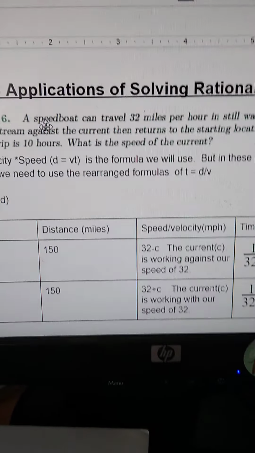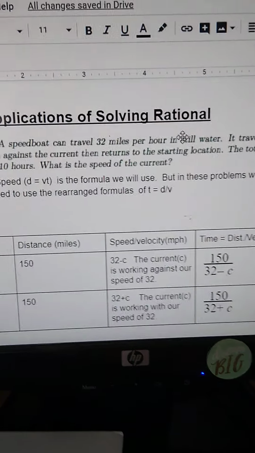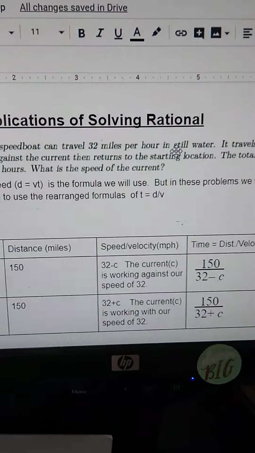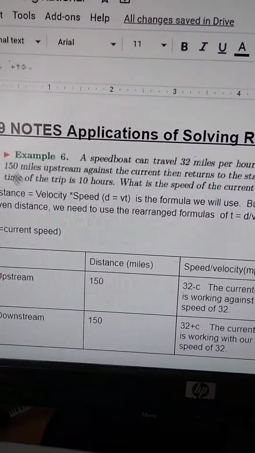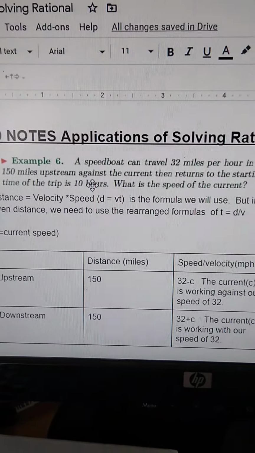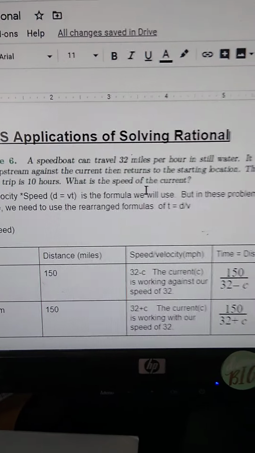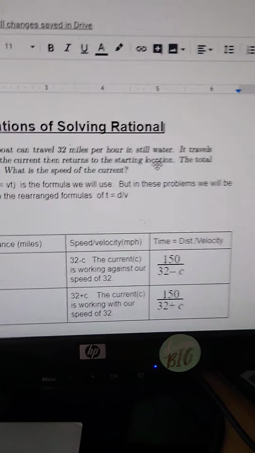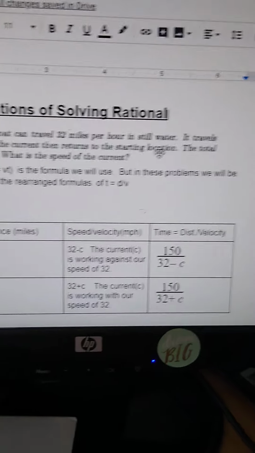So what we're looking at is a speedboat can travel 32 miles per hour in still water. So I know how fast the boat can travel without anything helping it, like a current pushing it. It travels 150 miles upstream in a river against the current. So the current is fighting against it, and then it returns to its starting location, which means as it returns, the current is helping it or pushing it along.